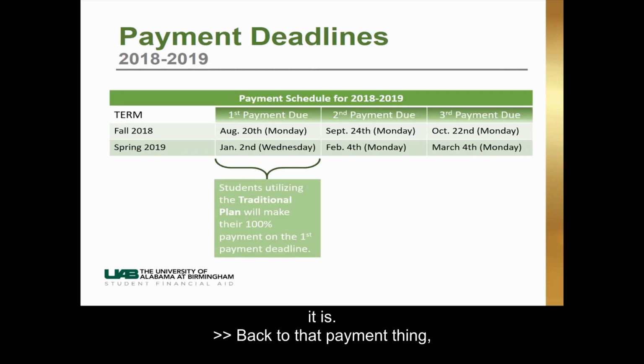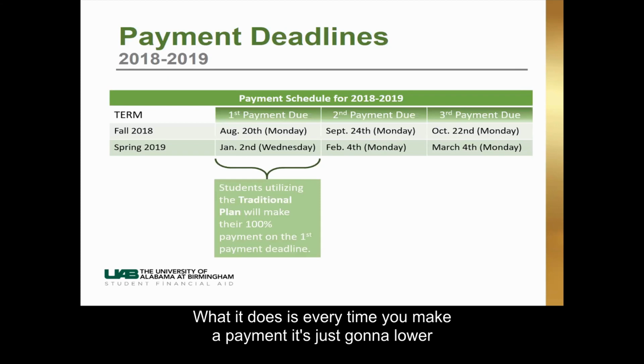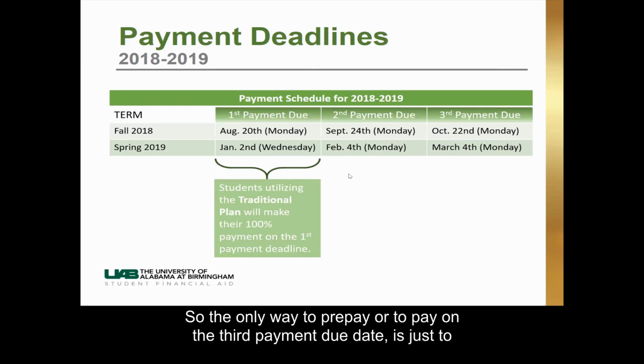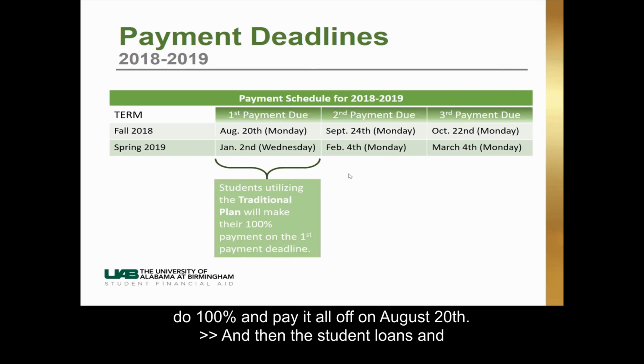Back to that payment thing, was that a no to being able to pay early for a third payment date? You cannot pay for a third payment date. Every time you make a payment, it's just going to lower the amount owed at the remaining payment deadlines. The only way to prepay or to pay on the third payment due date is to do 100% and pay it all off on August 20th.